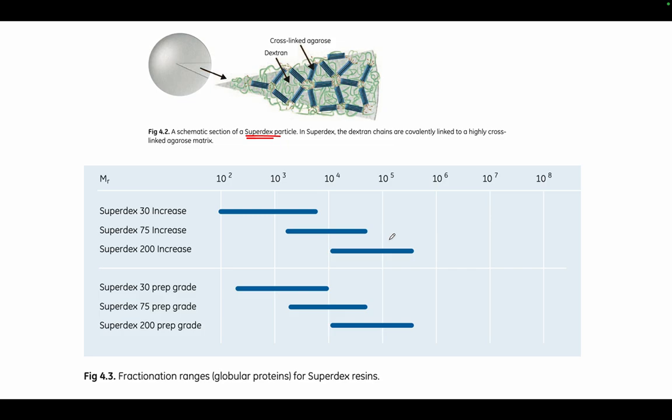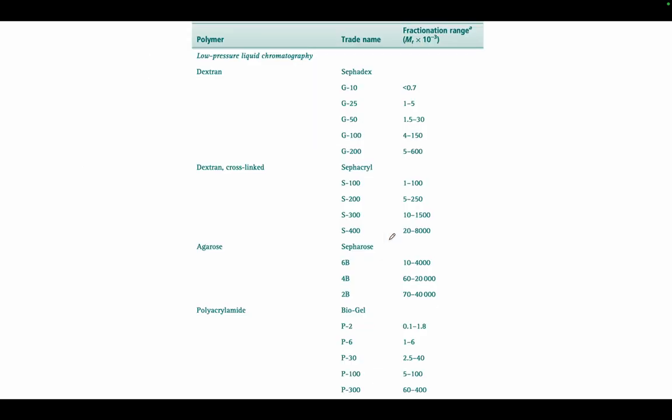Obviously, Superdex is only one kind of resin. There are many kinds of resins depending on what polymers they're made of. If it's just dextran, then it's called Sephadex. And again, depending on the ratio and the concentration of the dextran, you can have different fractionation ranges. Cross-linked dextran is called Sephacryl. If it is only agarose, then it's called Sepharose.